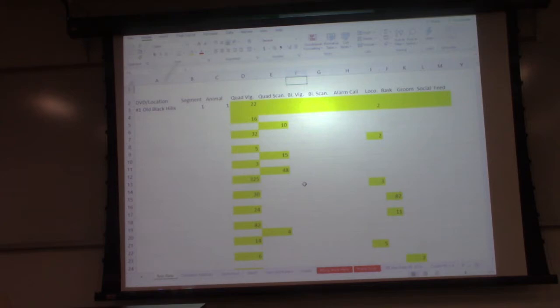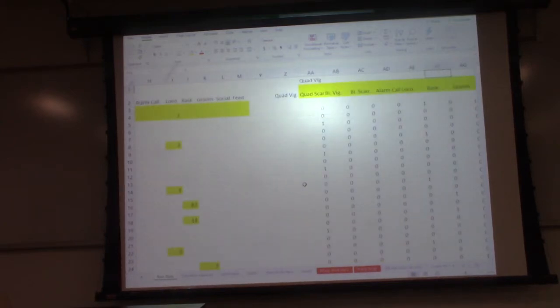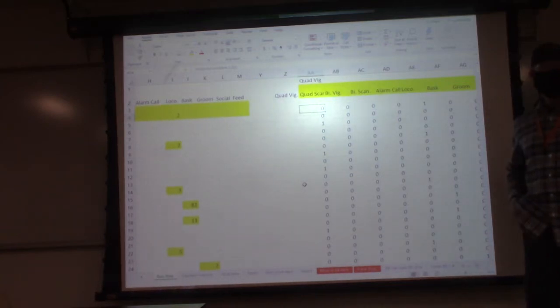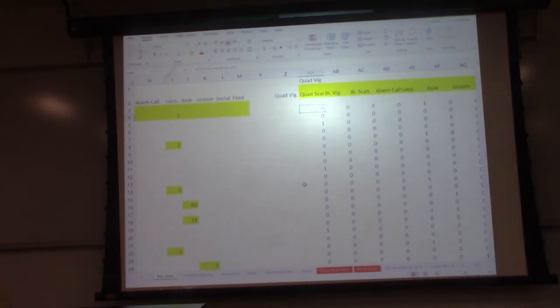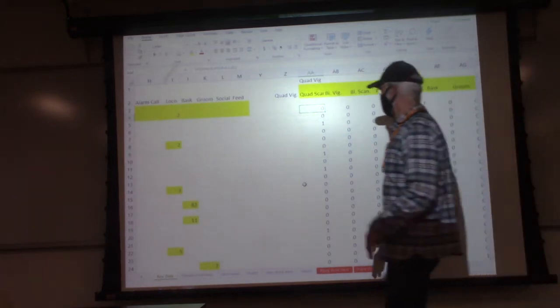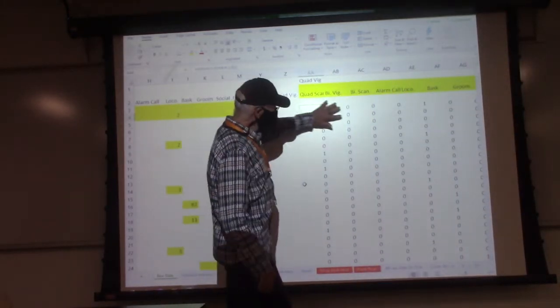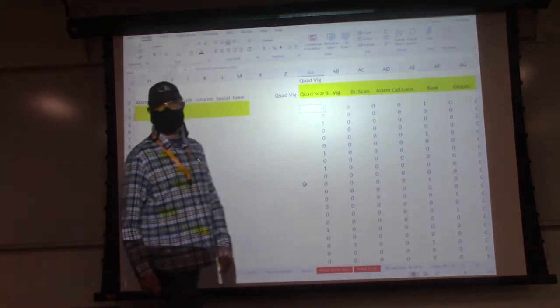The next thing that has to happen is a little bit more complicated. And there we need to set up a matrix that looks like this. So now what we need to do is, and yours will be easier because you have fewer behaviors. She broke these behaviors down to a pretty fine degree. Notice this is a matrix of zeros and ones.